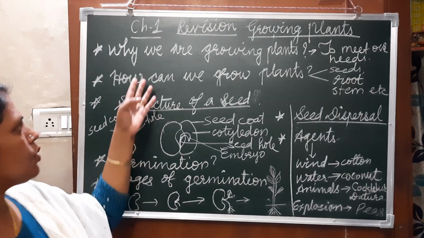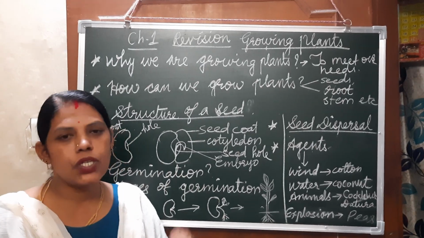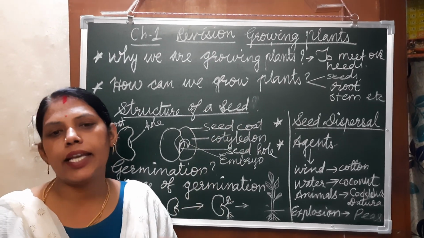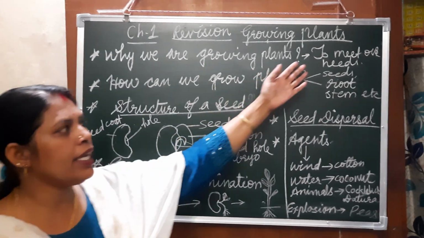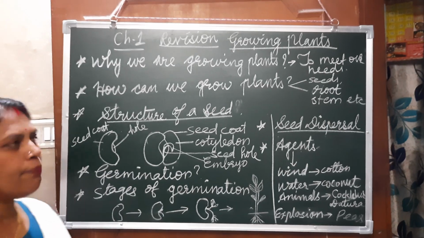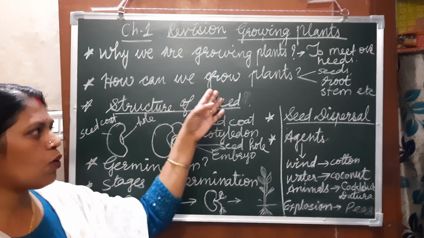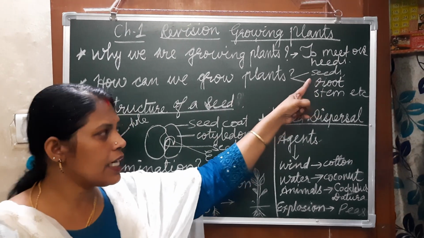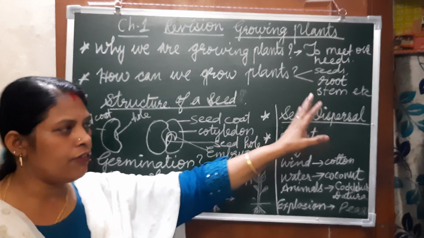Okay, children. So now tell me why we are growing the plants. Children, the plants are providing us so many things, right? So to meet our needs, we are growing the plants. Clear? Now, how can we grow the plants? We can grow the plants through seeds and by root and by stem, by leaf, etc.